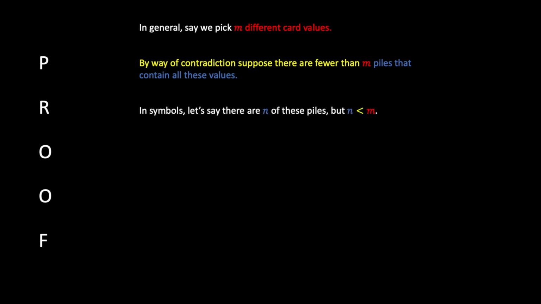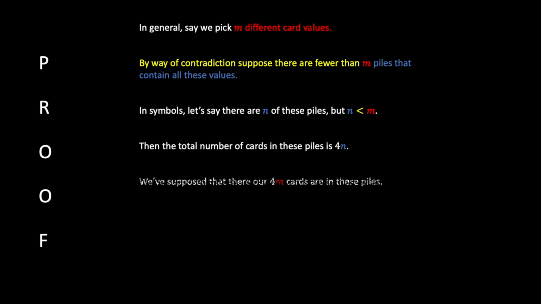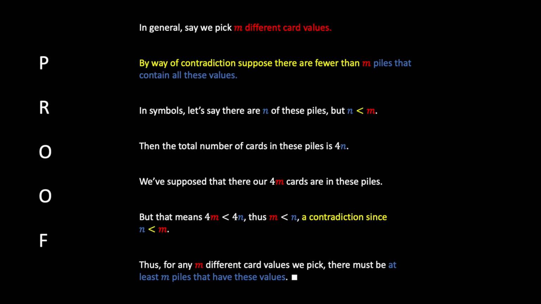So how would this go? In general, say we pick m different card values. By way of contradiction, suppose there are fewer than m piles that contain all these values. In symbols, let's say that there are n of these piles, but n is less than m. Then the total number of cards in these piles should be 4 times n. We've supposed that our 4 times m cards are in these piles. But that means 4 times m is less than 4 times n. And if you divide, that says m is less than n, and that contradicts that n is less than m. Thus, for any m different card values we pick, there must be at least m piles that have these values.